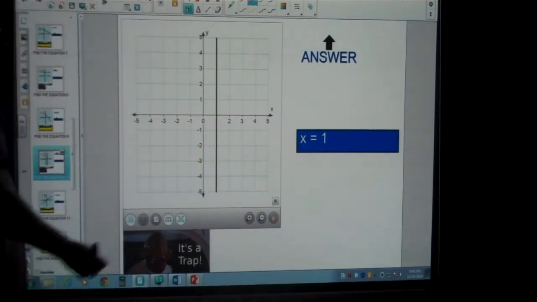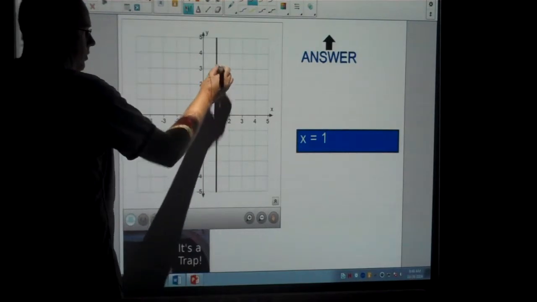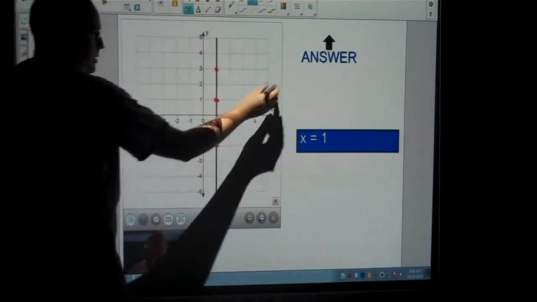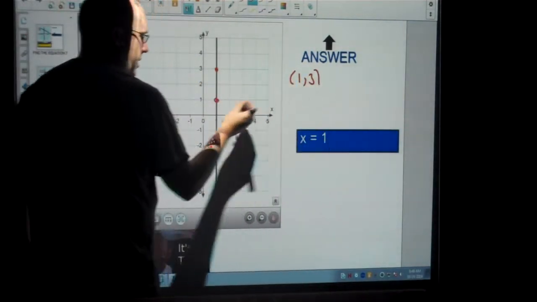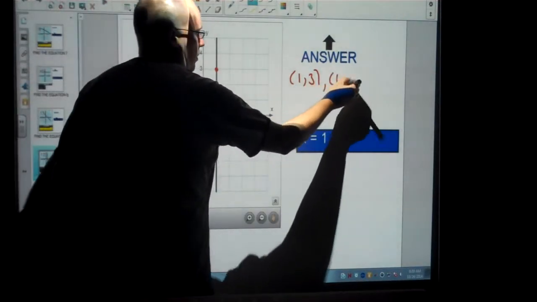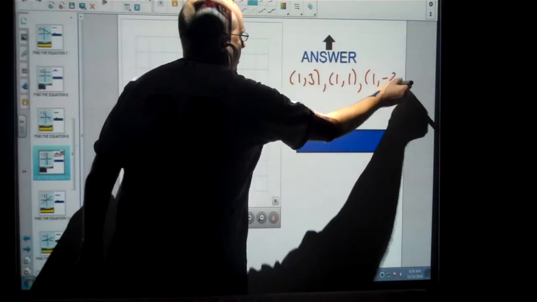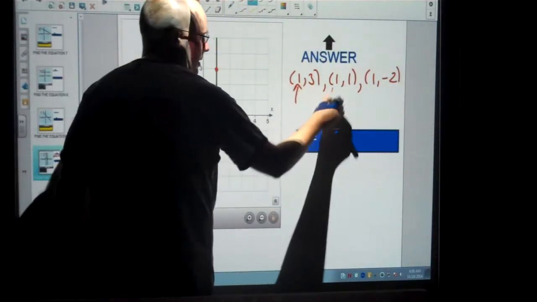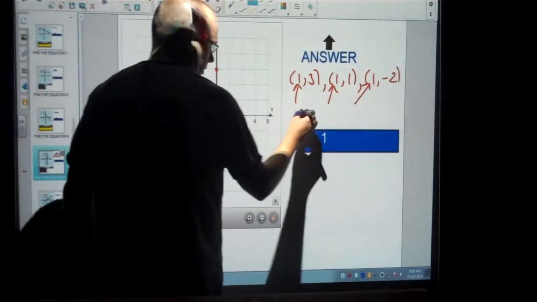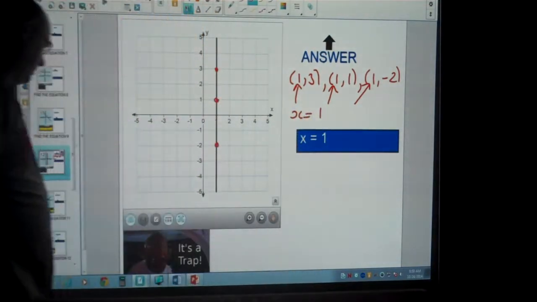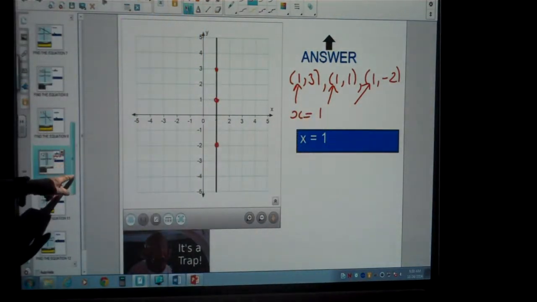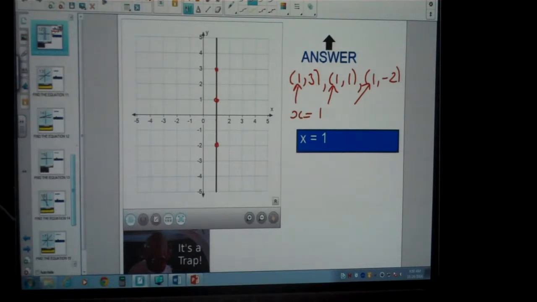Another way you can remember if you forget is write down some coordinates that lie on this line. So this coordinate here is 1, 3. This coordinate is 1, 1. And this coordinate is 1, negative 2. And then look what you notice. Well, this number is always 1. And which coordinate is that? Well, that's clearly your x coordinate. So you can write down x equals 1.